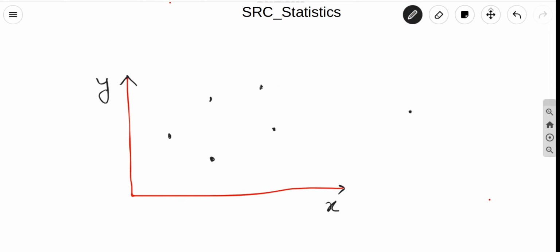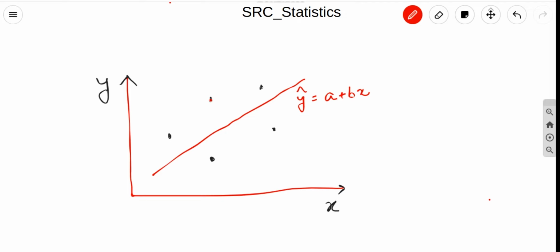Suppose we are given 5 data points, and we have plotted a scatter plot of them. So these are 5 data points, and I draw a straight line through them. Now this straight line is given by y hat equal to a plus bx. This is the line of regression. So when will this line of regression be the line of best fit? Let me explain.